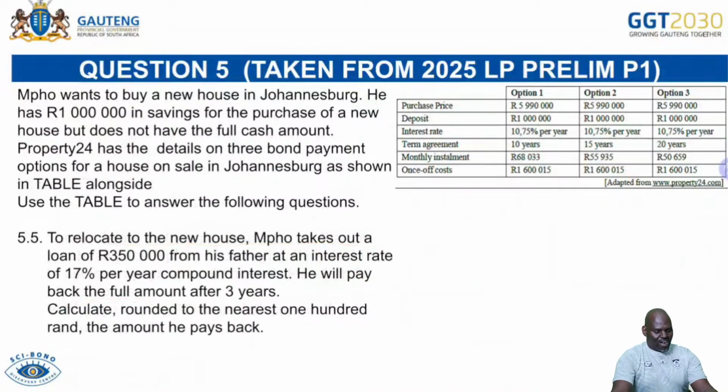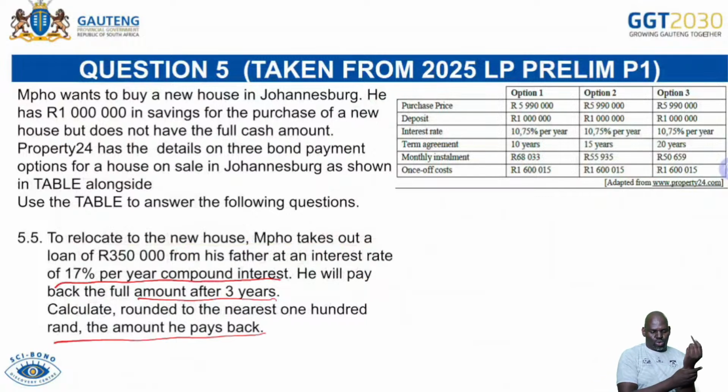Then number 5.5. To relocate to the new house, Mpho takes out a loan of 350,000 from his father at an interest rate of 17% per year, compound interest. He will pay back the full amount after 3 years. Calculate, rounded to the nearest 100 rand, the amount he pays back.